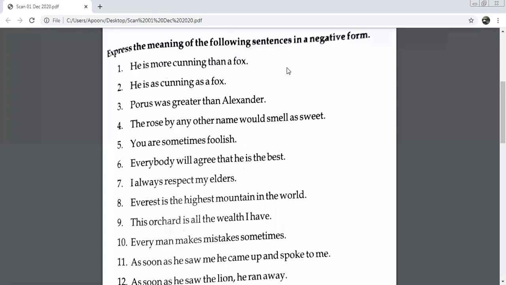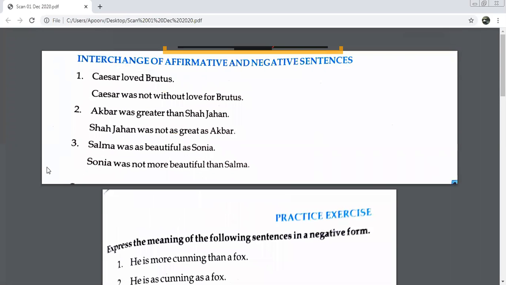Everest is the highest mountain in the world. Now this is not the correct answer. What superlative degree is Everest? See how superlative degrees are changed.